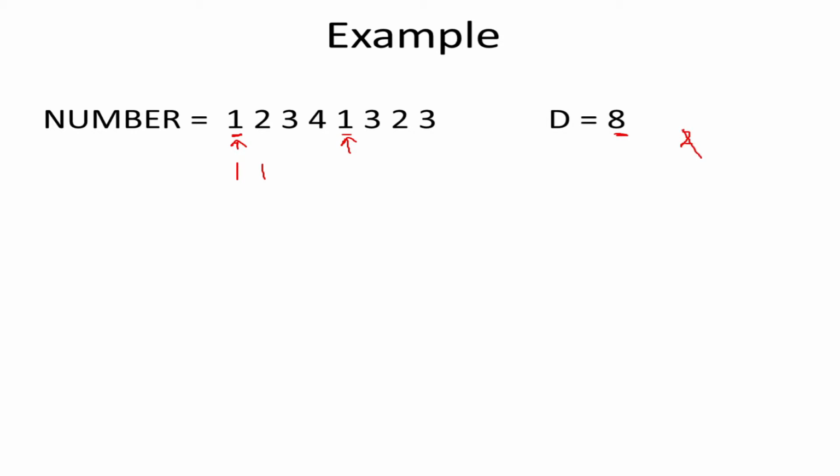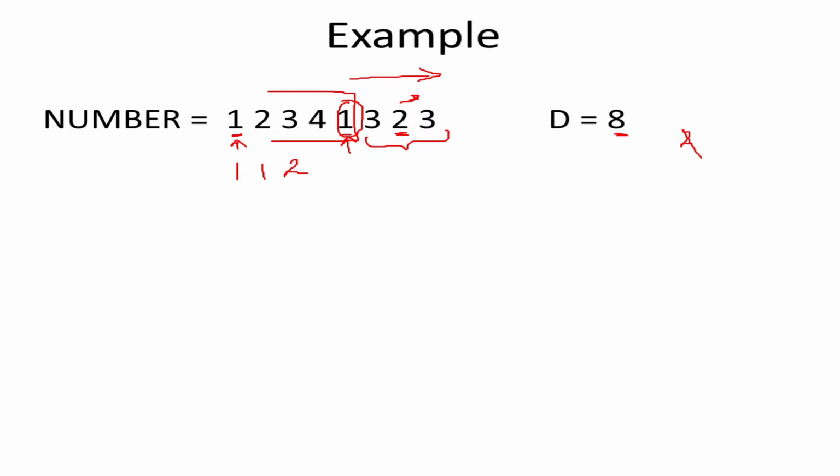So if 2 is present, the condition is that we will not be checking behind the 1 we have already checked. It means that we'll only be checking the occurrence of 2 after the last one we have encountered. So is there any occurrence of 2 in this? Yes, it is here. So we'll be appending this 2.